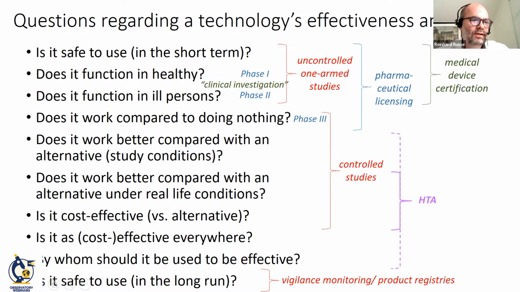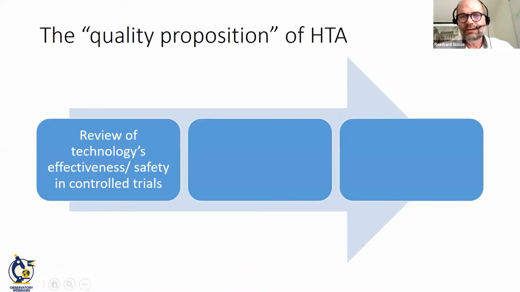The core of health technology assessment lies in the question whether it works better compared with an alternative under real life conditions, and whether it's cost effective versus the alternative. Often the data for that are lacking, and we look at studies under study conditions because we lack the real life data. But the idea is that we have all these data. And HTA, we sometimes say, is a bridge between scientific rigorousness and political decision making.